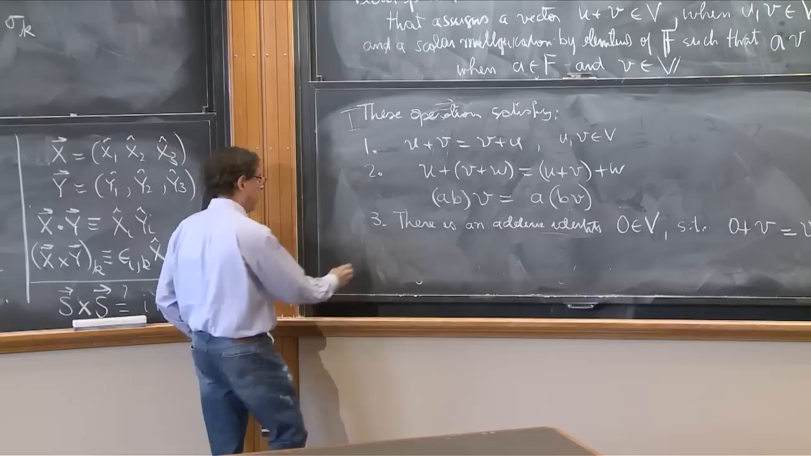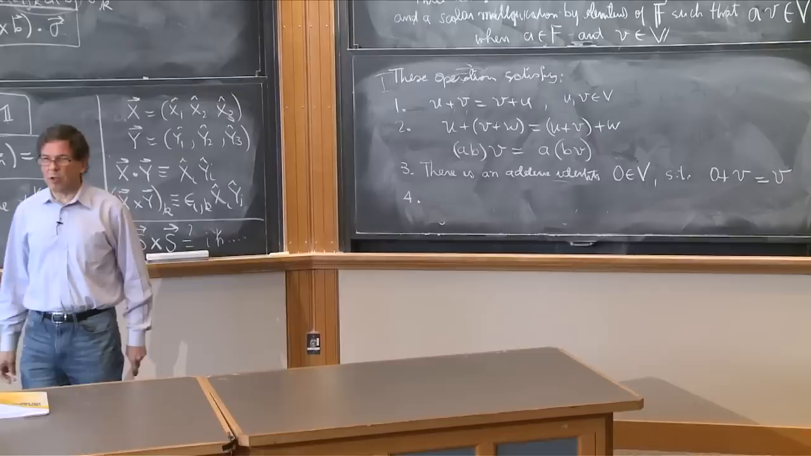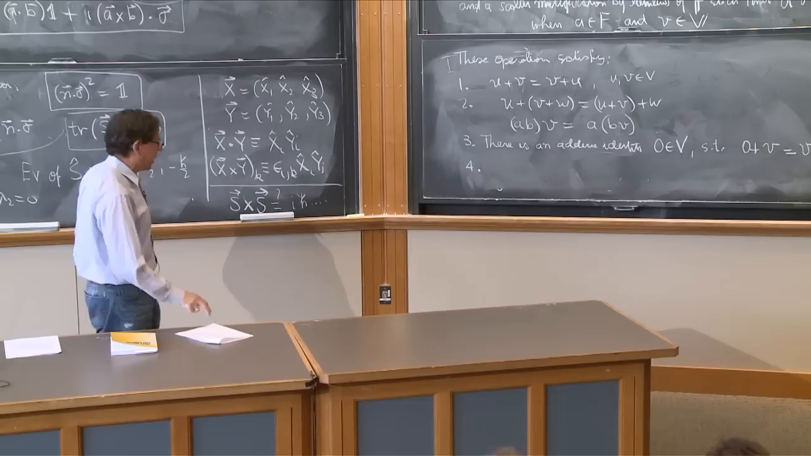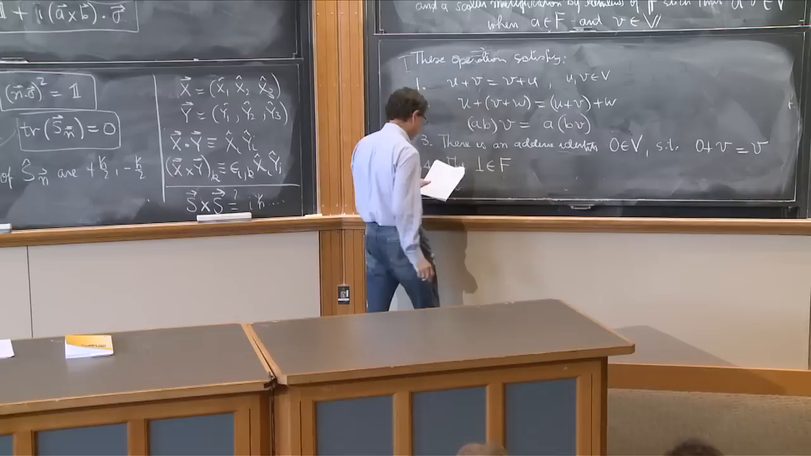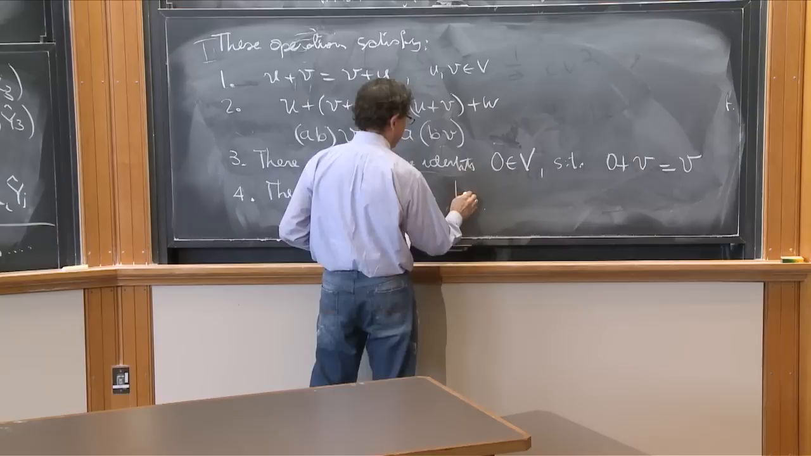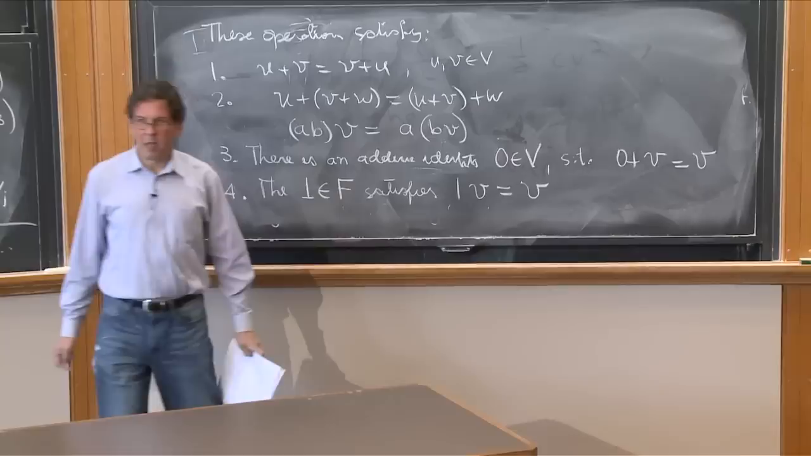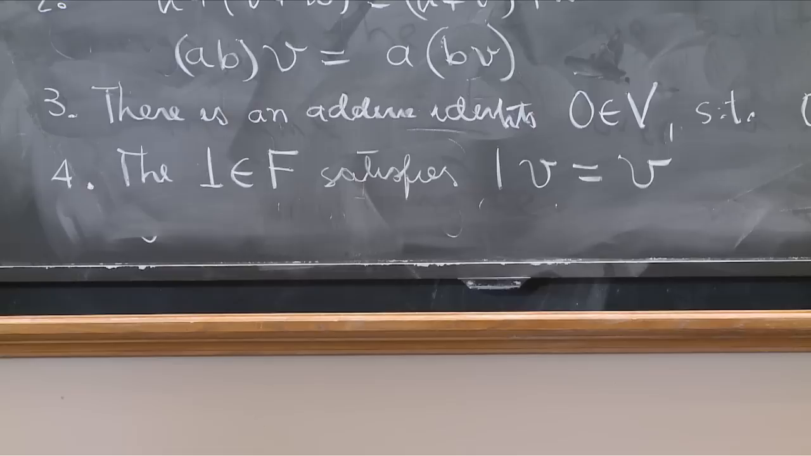Four. Well, in the field, in the set of numbers, there's the number 1, which multiplied by any other number keeps that number. So the number 1, the 1 that belongs to the field, satisfies that 1 times any vector is equal to the vector. So we declare that that number that doesn't change other numbers when multiplying is an identity also when multiplying vectors. Yes, there was a question.